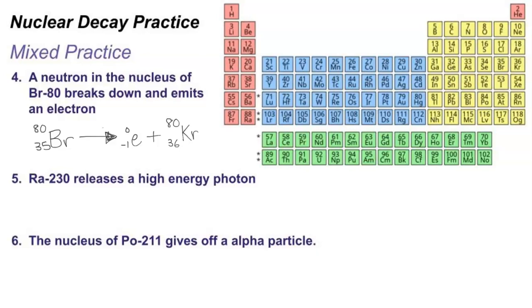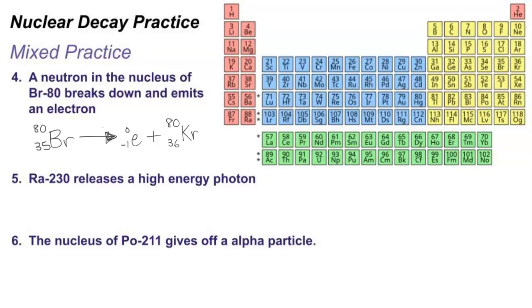Number 5. Ra, radium-230, releases a high-energy photon. Okay, so that high-energy photon, we know that that must be a gamma particle. And a gamma particle is just a lot of energy, but does not have any mass and doesn't have any impact on the atomic number either.